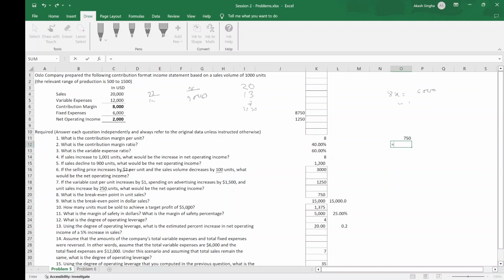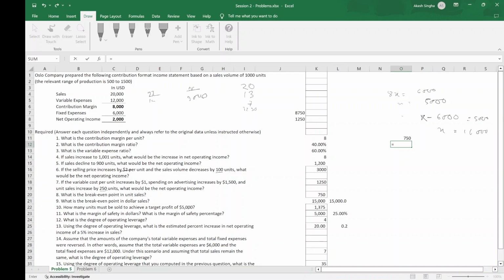How many units must be sold to achieve a target profit of $5,000? So the target profit is $5,000. So net operating income should be 5,000. For that, what should the contribution margin be? Because fixed expense is 6,000. So contribution margin is, let's say, X. So we want X minus 6,000 to be 5,000. So X should be 11,000.